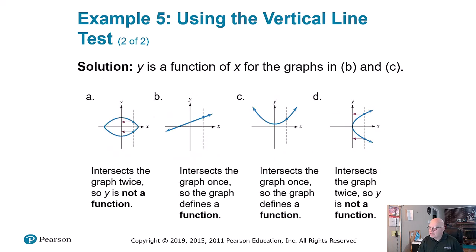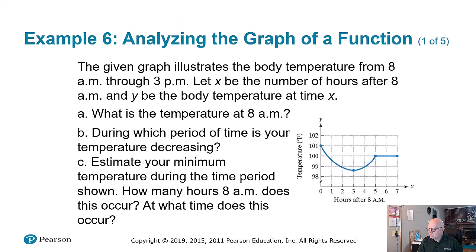And here's a summary of all those. And they've drawn some vertical lines for you, just as I did. You could take a second look at those. Here's another one about body temperatures. And those body temperatures, imagine someone in your family isn't feeling too well. So you take body temperatures from 8 a.m. to 3 p.m. So in other words, for 7 hours. How is that person's temperature going?